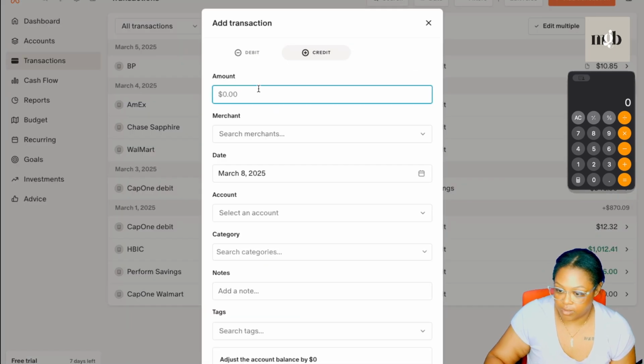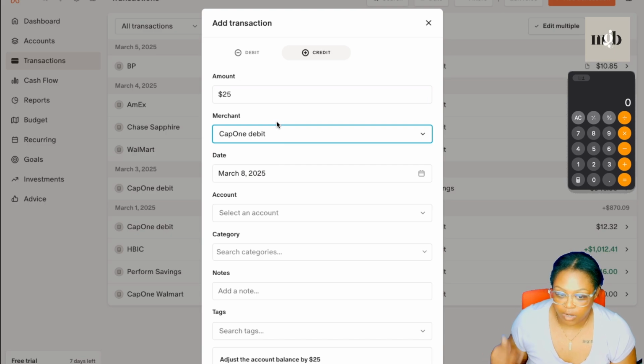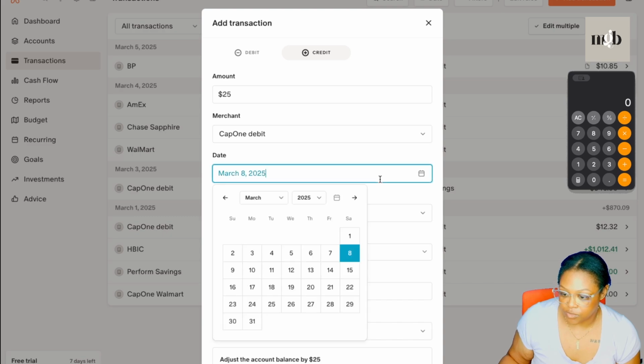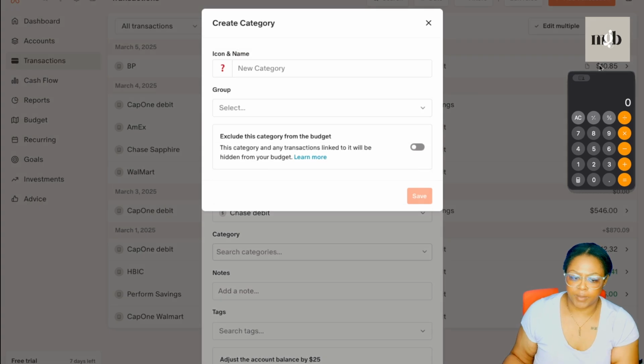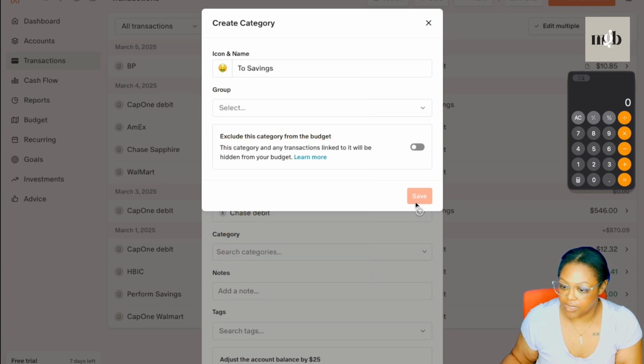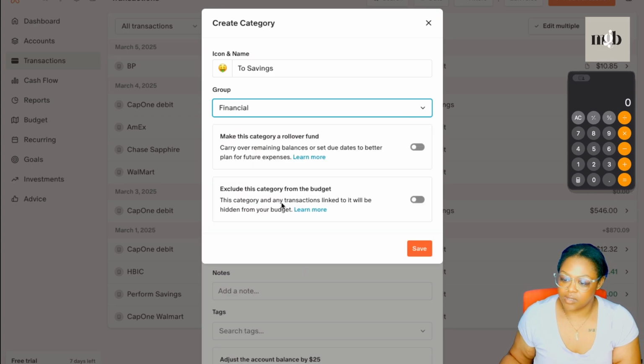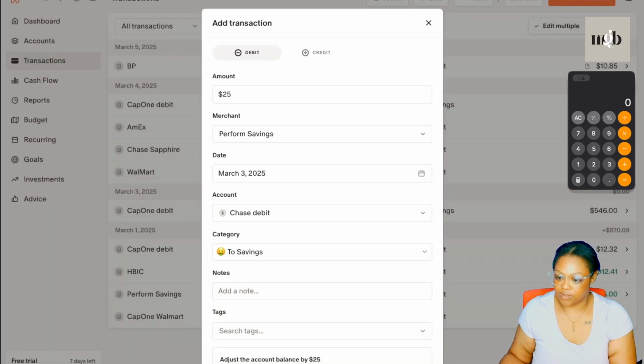Credit in that account of $25 because I had a recurring thing set up. I cut it off after this one where I saw that stuff was getting low, and it's just $25, but even that, and I'm just like, oh my god. Oh no, okay, I'm going to add a new one called To Savings, and I'm going to put it under financial. That's the $25 side of it.